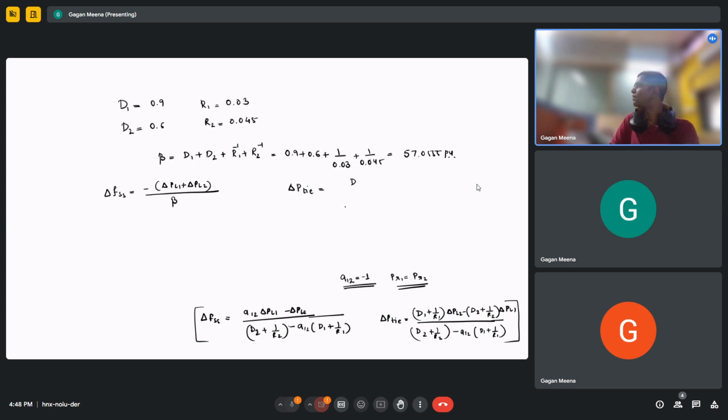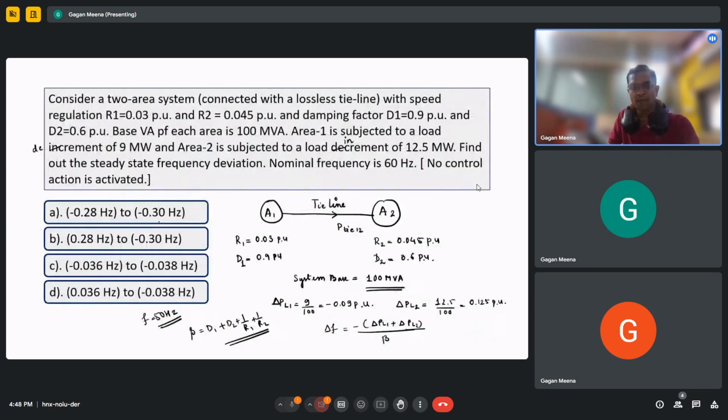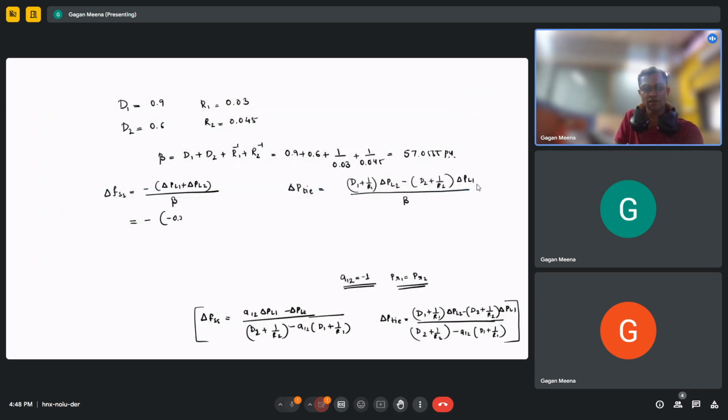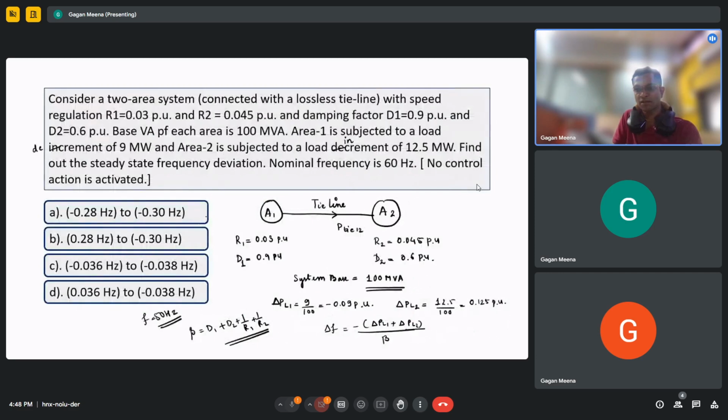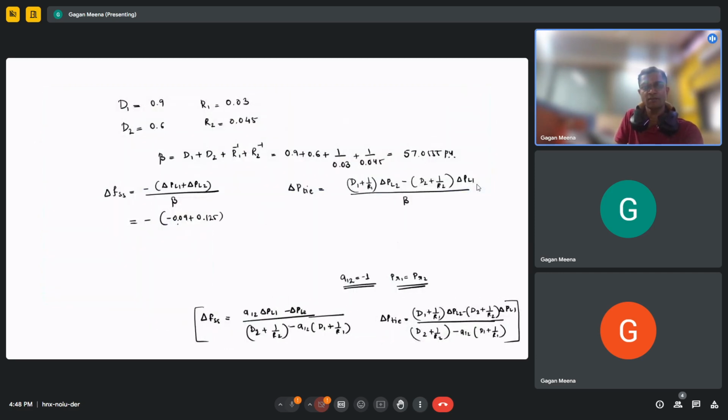So this will become: D1 plus 1 by R1 into delta, minus D2 plus 1 by R2. Delta PL1 is 0.09, minus 0.09 plus 0.125.